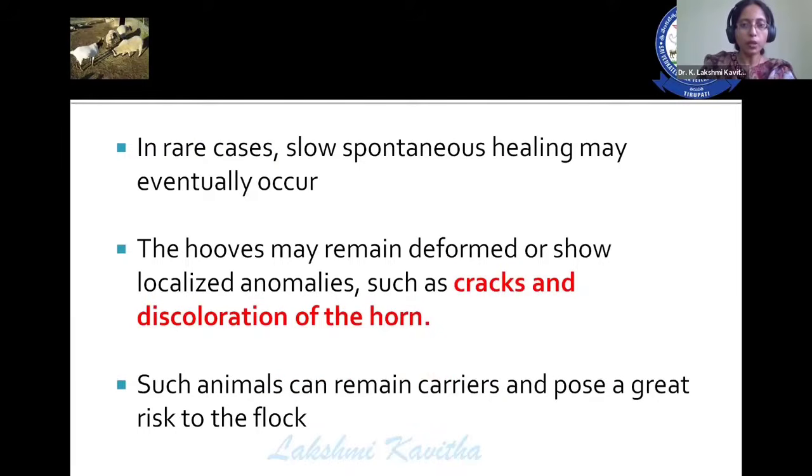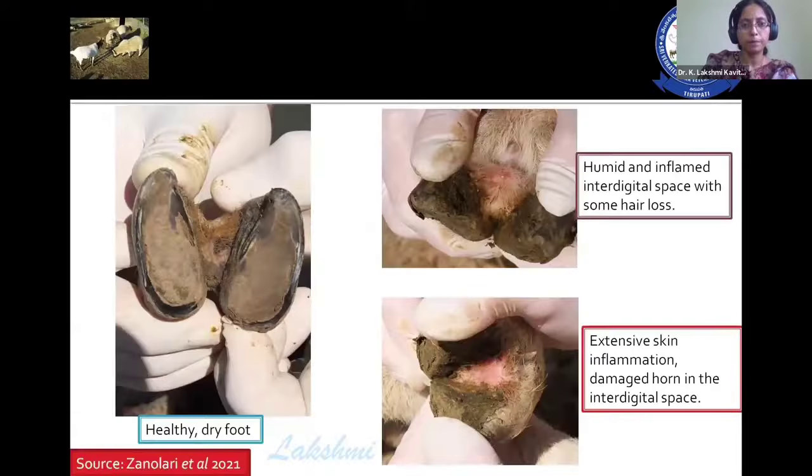In rare cases, slow spontaneous healing may eventually occur. The hooves may remain deformed or show localized anomalies such as cracks and discoloration of the horn, but these animals remain carriers and pose a great risk to the flock.